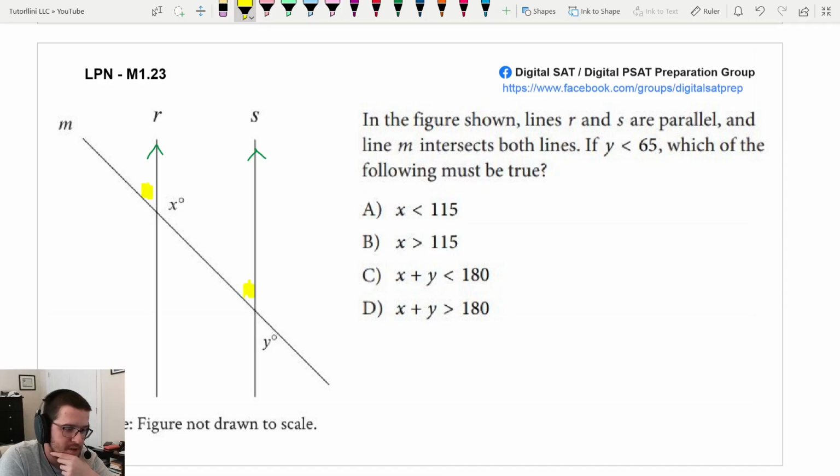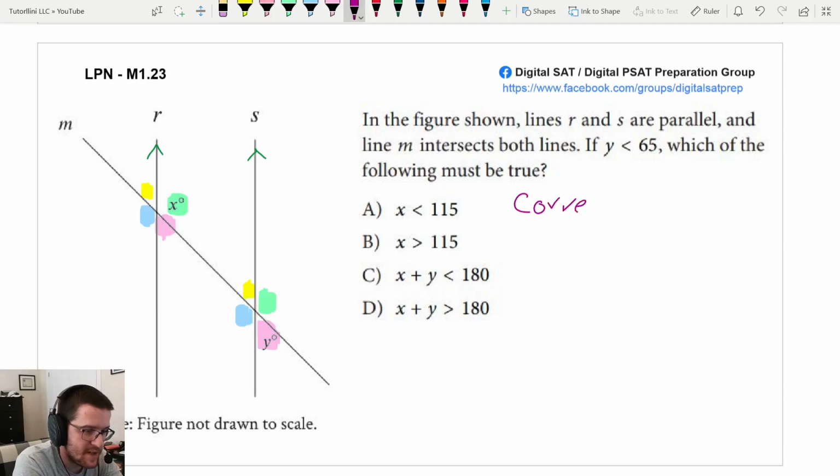The top left is equal to each other. The top right is equal to each other. The bottom left is equal to each other. And the bottom right is equal to each other. There are other rules for parallel lines cut by a transversal, but this is really the only one you need to know for like 90% of SAT questions: corresponding angles are equal. Let me write that down. Corresponding angles. Okay, anyway.